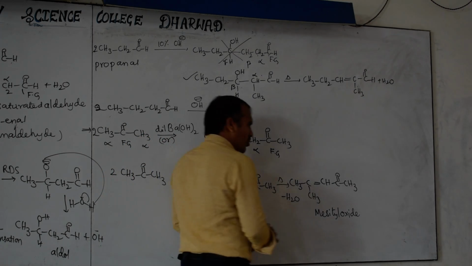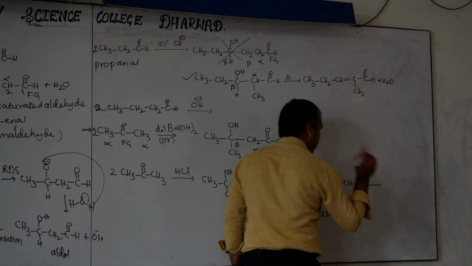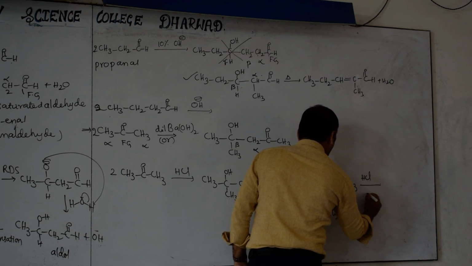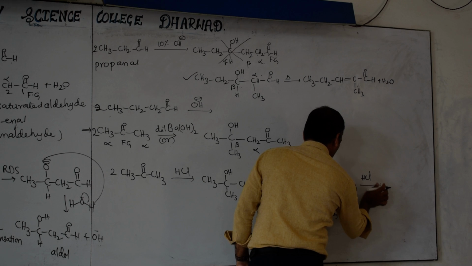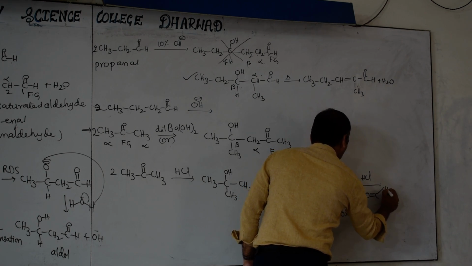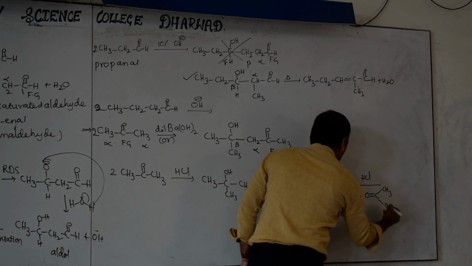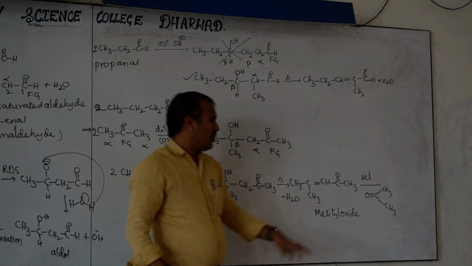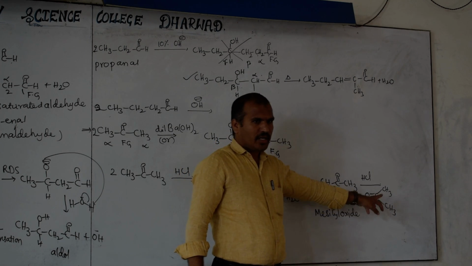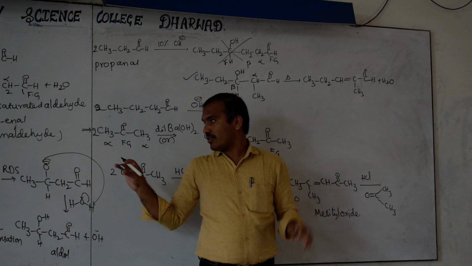So now if one mole again, if HCl and CH3, this is also what is it? HCl, CH3 C double bond O, CH3. For your convenience I am writing like this. Otherwise normally you can write like this also, no problem.